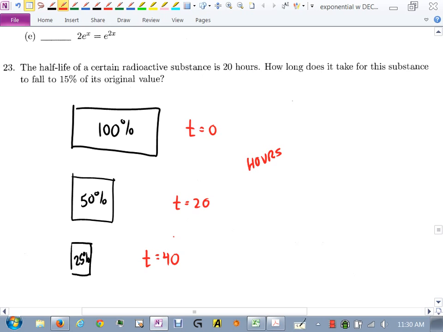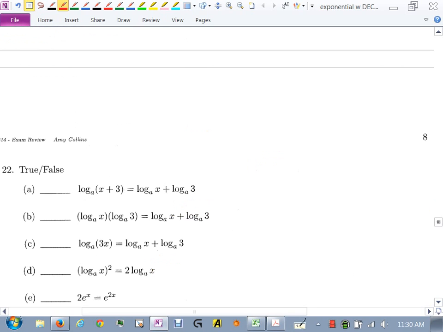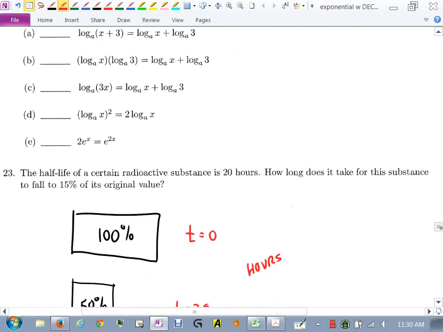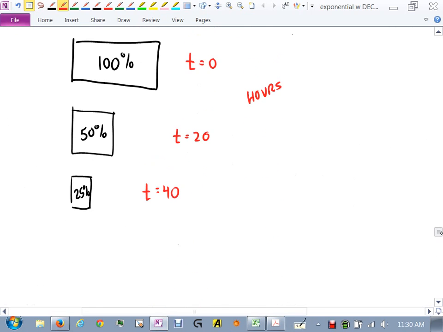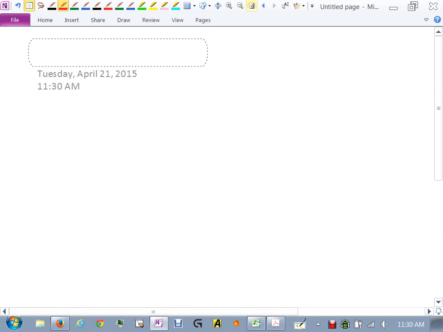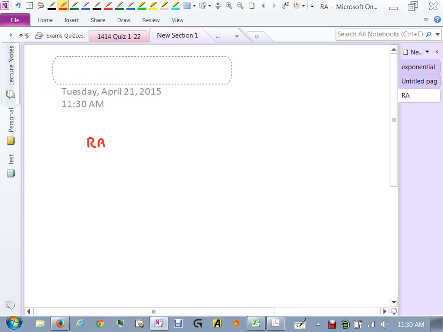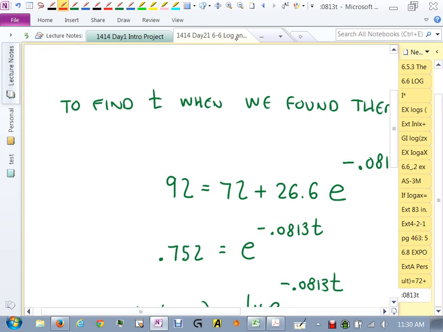So here's what we will need in order to do this problem. We will need to know what formula you use for something like this. So here's what we use. And this is out of your book. For radioactive decay, I think I'm going to switch back to our lecture notes. Here we go.